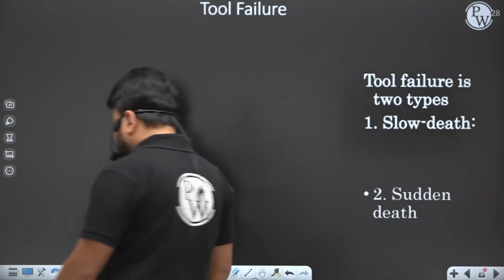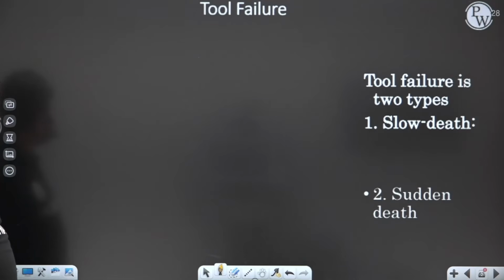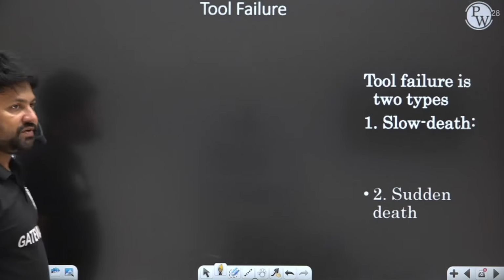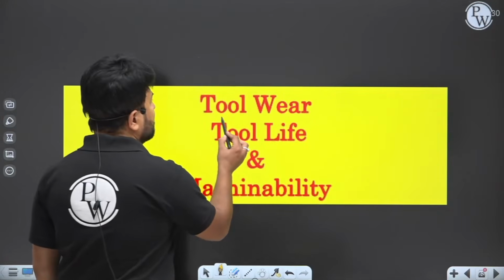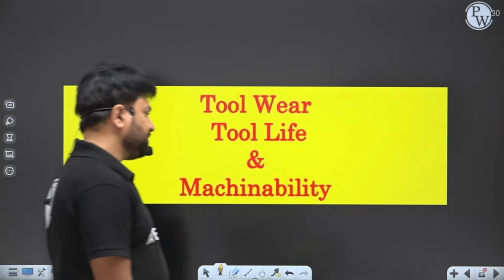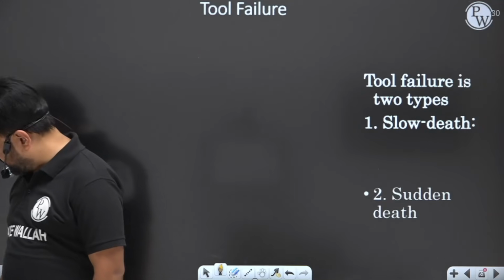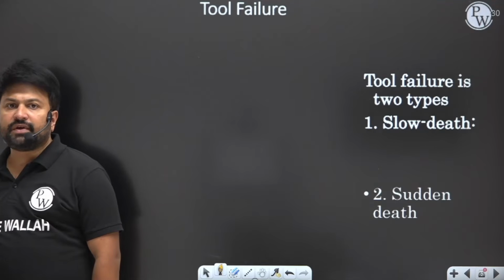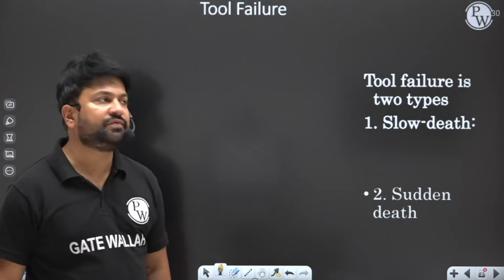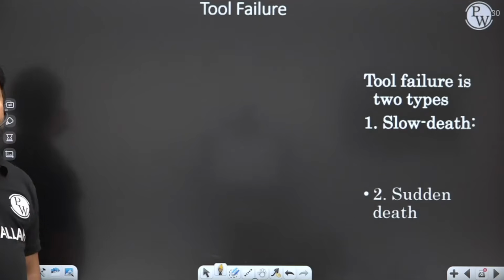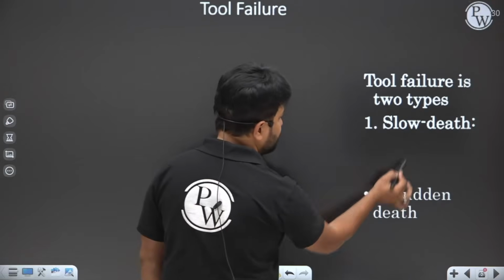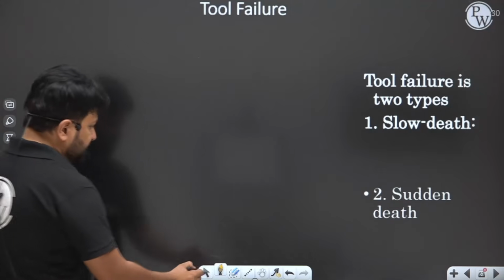Now let's start tool wear, tool life and machinability. My dear, if you talk about the tool, there are two types of wear. Generally two types of wear come into the picture. There are two types of death: slow death and sudden death. Let me draw the figure.